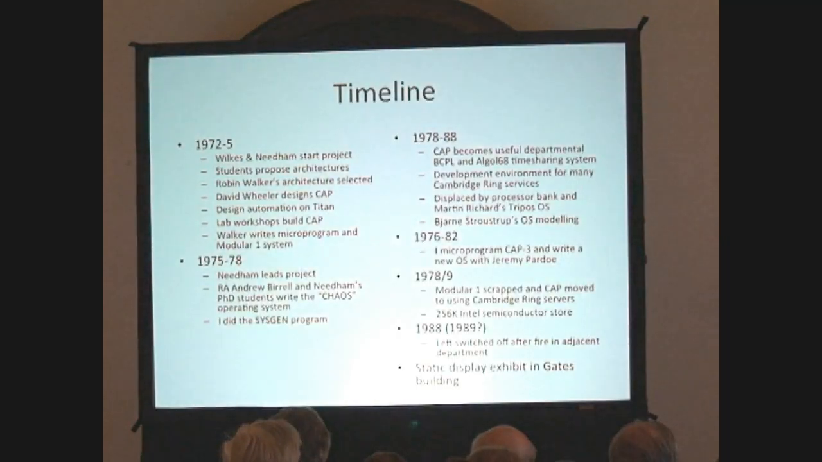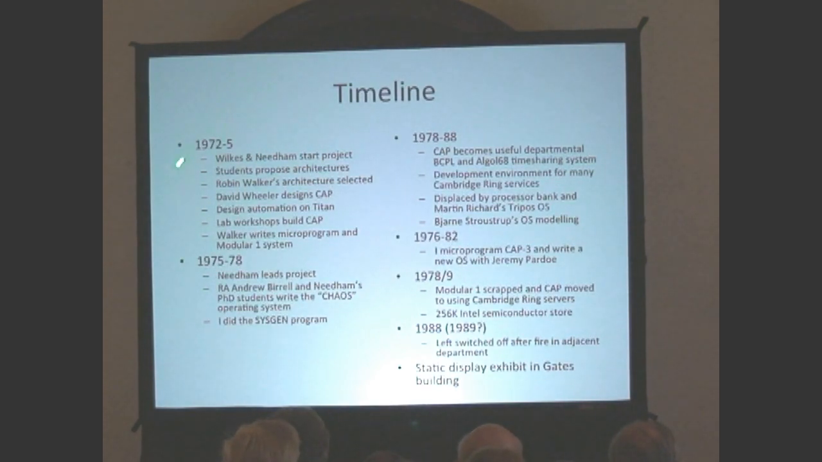So very quickly, the project timeline started in about 72. A lot of students proposed architectures, and a guy called Robbie Walker essentially, I think, designed the architecture that was selected. Certainly he wrote the microprogram for the dominant architecture. David designed the machine. The design automation was done on Titan, as in the case of the previous machine designs. The lab workshops built it.